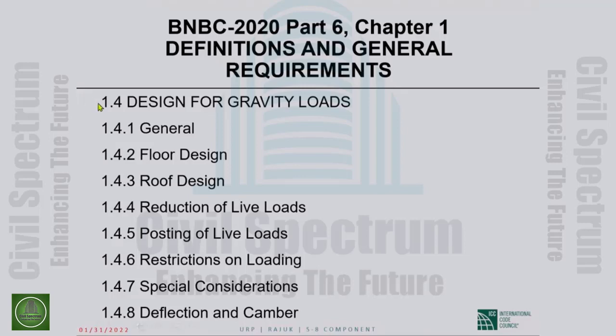There is section 1.4 titled Design for Gravity Loads. Under that, you see the subdivisions are general, floor design, roof design, reduction of live loads, a very important topic directly related to the live loads given in chapter 2, but it is placed here for reasons I do not know, in section 1.4. Posting of live loads, that is sometimes required in a building. Restrictions on loading, special considerations, deflection, and camber.